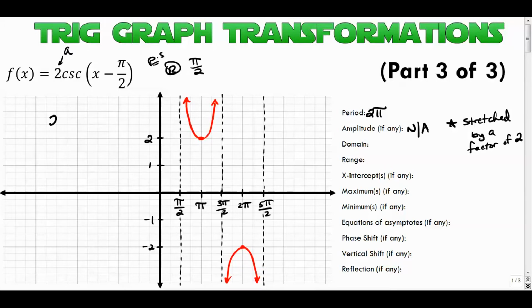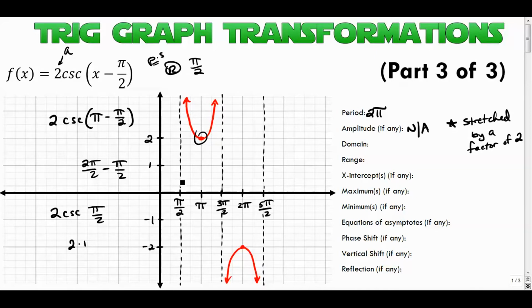If we plug in pi here, 2 cosecant of pi minus pi over 2. What is this? Well, the common denominator is 2: pi over 2 minus pi over 2. That's pi over 2. So 2 cosecant of pi over 2. Well, the sine of pi over 2 is 1, so the cosecant of pi over 2 is also 1. 2 times 1 is 2.